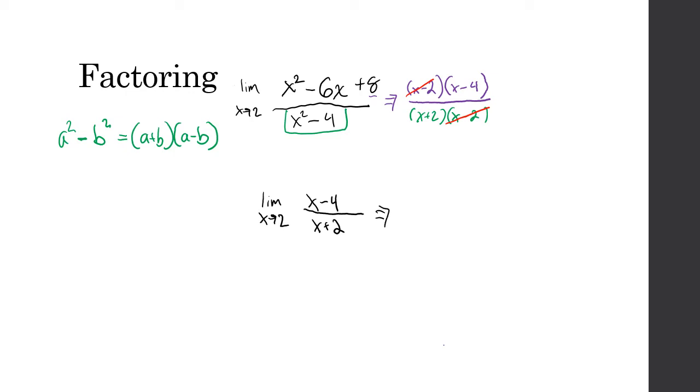So we put 2 in for our x. We've got 2 minus 4 over 2 plus 2. 2 minus 4 is -2. 2 plus 2 is 4. And we can reduce this a little bit. Take a 2 from each. And we've got -1 over 2.